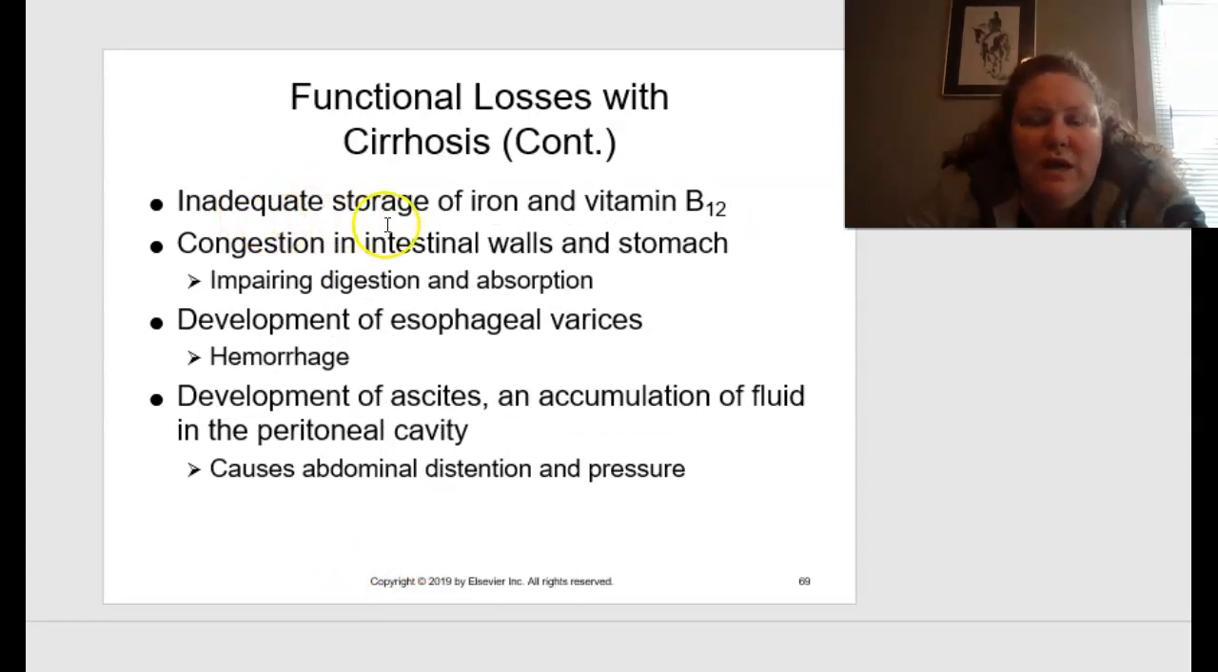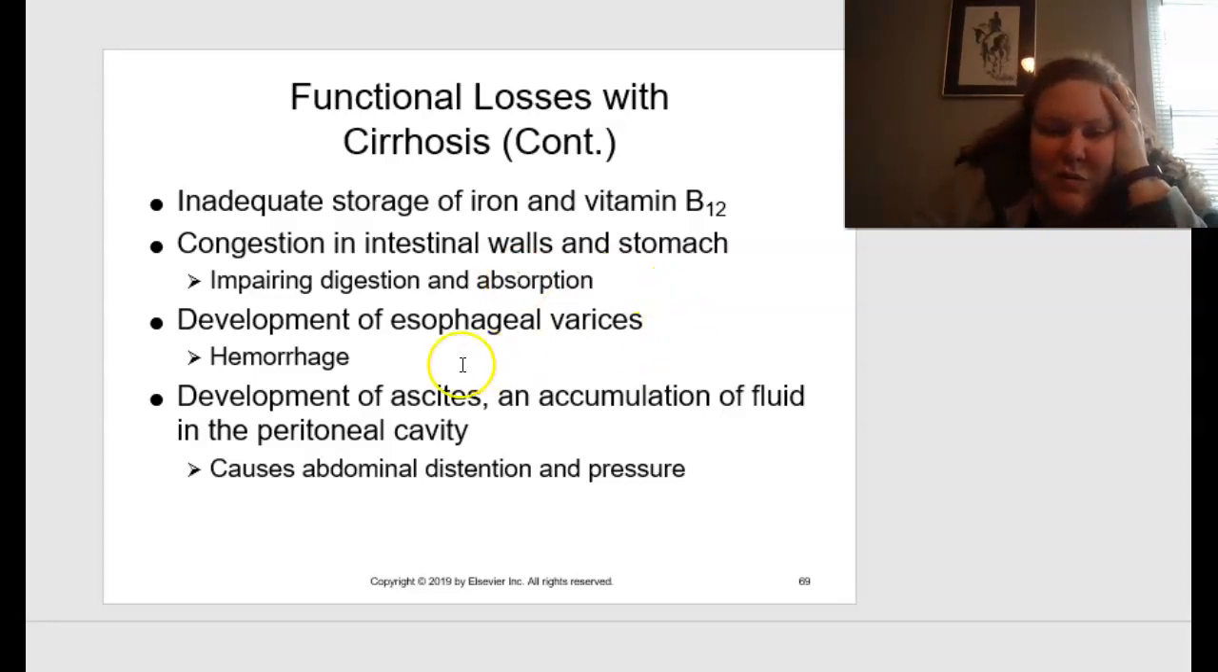You can also have inadequate storage of iron and vitamin B12. You can have congestion in the intestinal walls and the stomach, impairing the digestion and absorption. You can have development of the esophageal varices, and this can lead to hemorrhaging. You can also have development of ascites, and this is an accumulation of fluid in the peritoneal cavity.